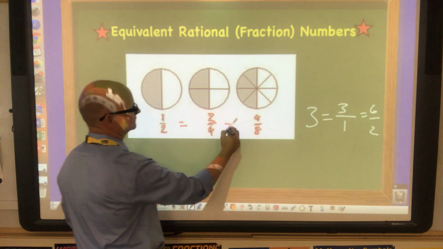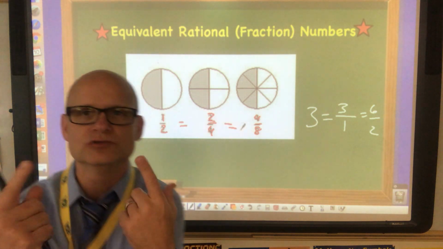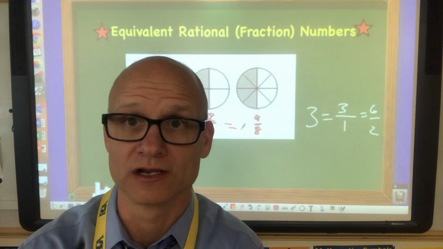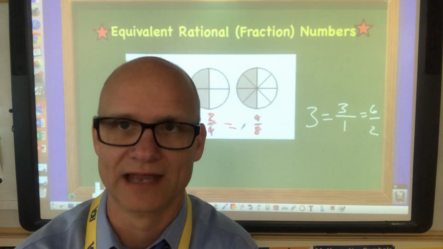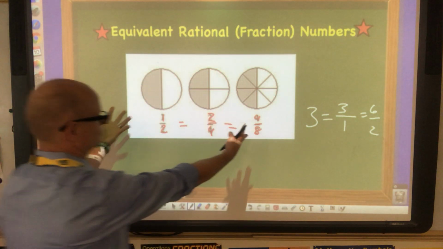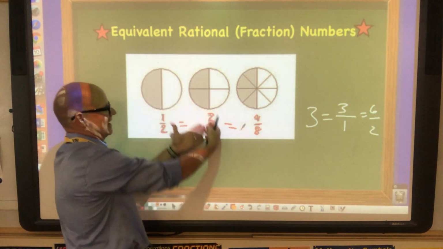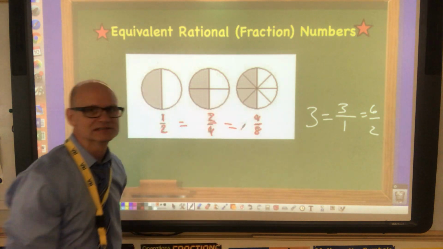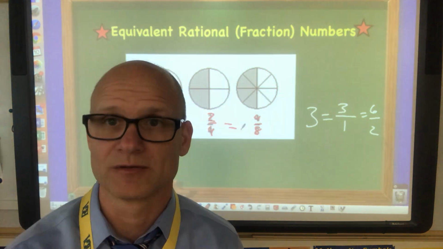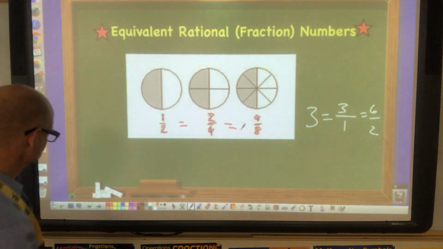So our whole topic is, how do you know when fractions are equivalent? How do we know that? Here it's obvious by the visual drawing. You can see a half, a half, a half. But sometimes it's not quite as obvious, and so we're going to talk about how we can figure that out.